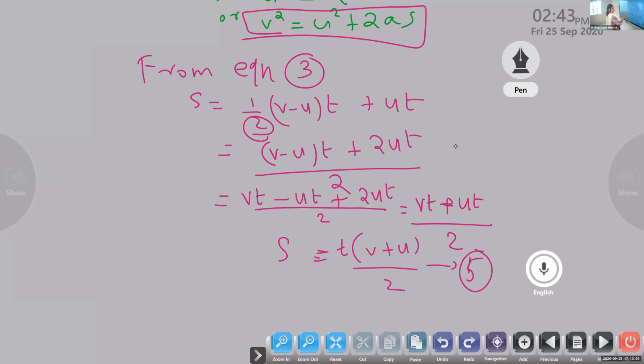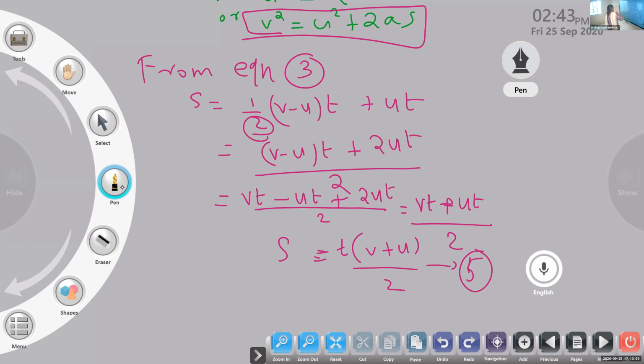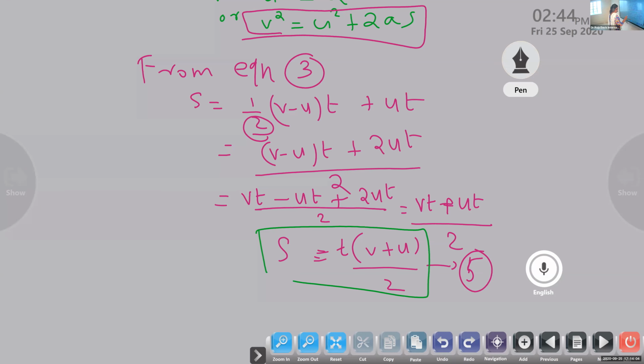Now, what is the importance of this equation? Sometimes in problems, they may not give you the acceleration. You only know the initial velocity, final velocity and time. So in that case, instead of using the fourth equation, s is equal to ut plus half at square, you can use this one also. This is for uniform motion, not non-uniform motion. Why? Because (v plus u) by 2 indicates average velocity.